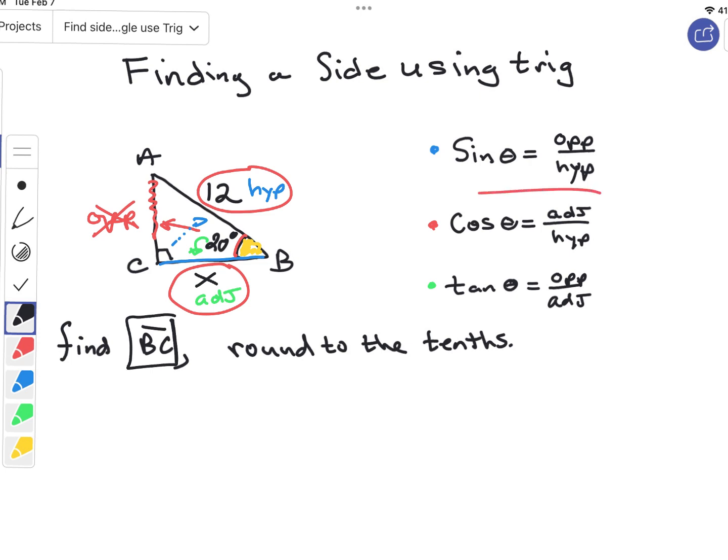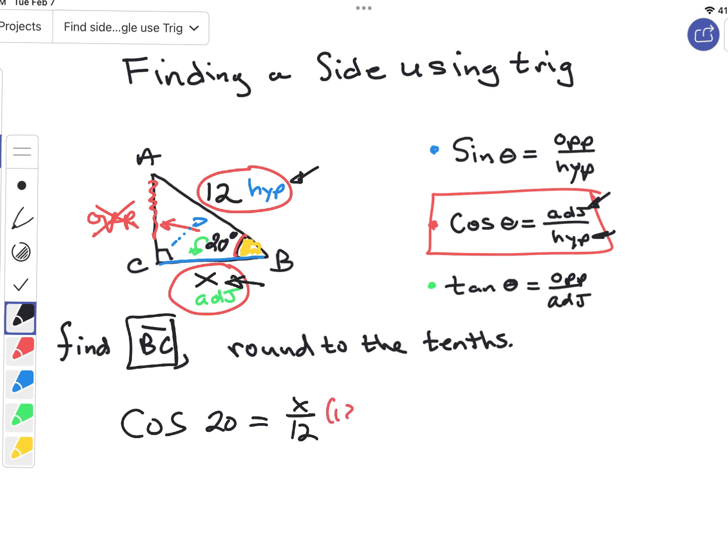Right, it's cosine. So we're going to say cosine of 20 degrees is equal to the adjacent, which is our x, right? The adjacent goes in the numerator, and the hypotenuse, remember, goes in the denominator. So that's our equation that we're building. Now we're going to solve for x. So remember, x is our BC. So we're going to multiply both sides by 12. And that gives us that x equals whatever 12 times the cosine of 20 degrees is.